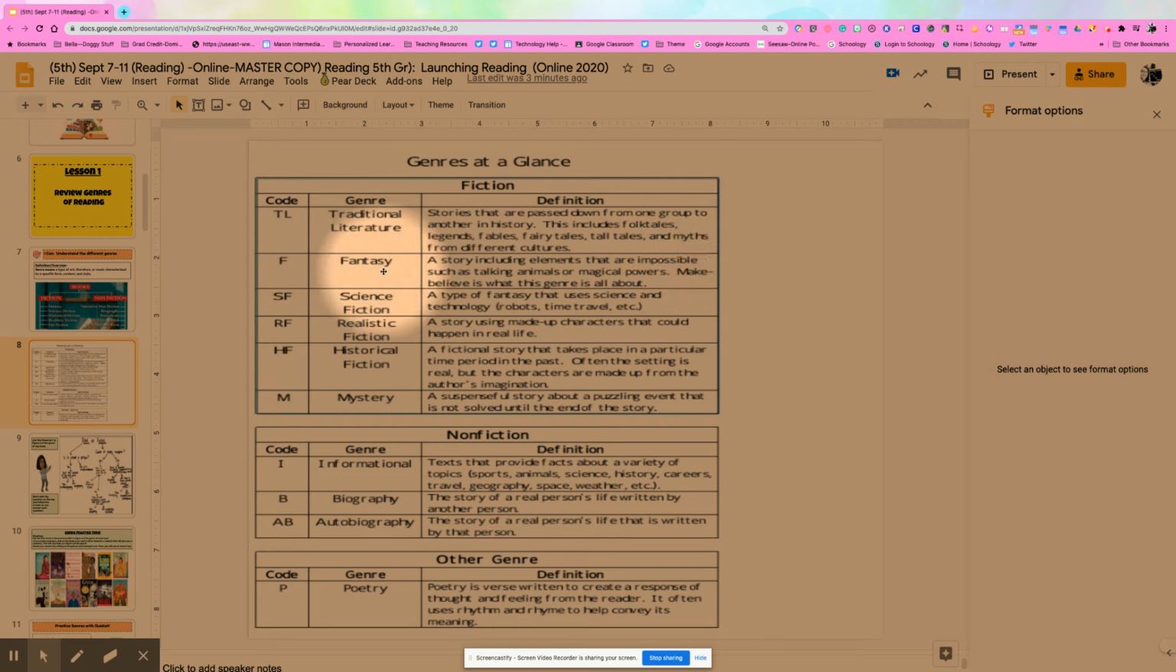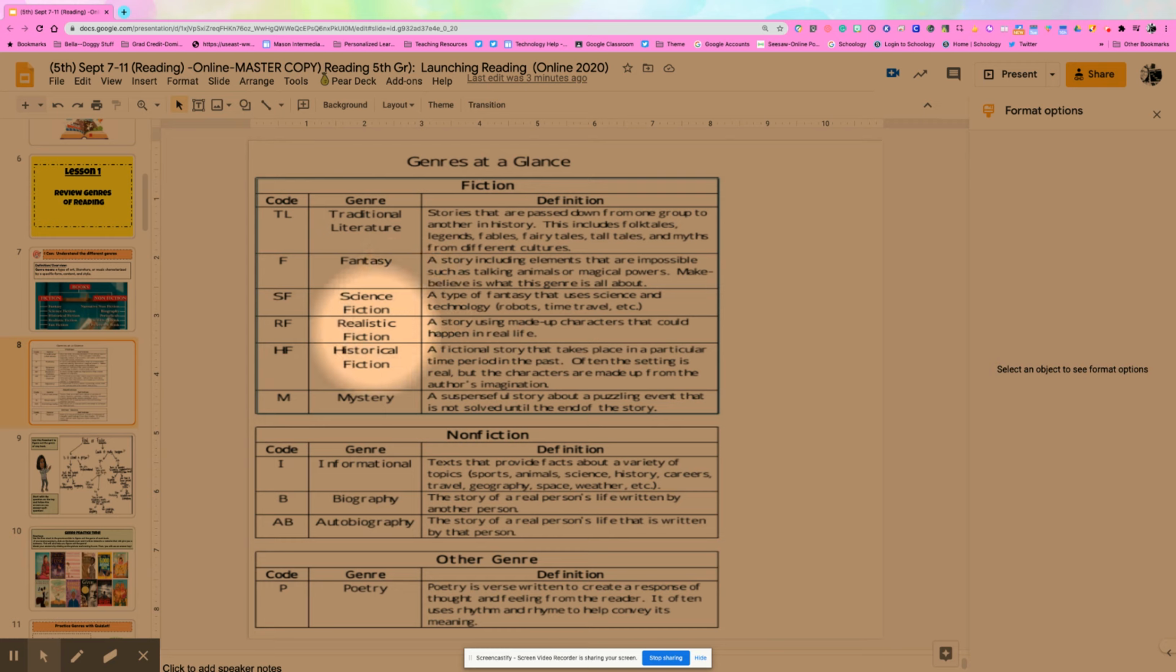We also have fantasy. They usually include elements that are impossible, like talking animals, magical powers, make believe. Usually, if I see magic, I will assume that it's fantasy unless it is magic that happened from a folk tale, a fable, a fairy tale. Then, if it was passed down, I would say it was traditional literature. But if it's more modern day, I would say it's fantasy. And then a type of fantasy is called sci fi or science fiction. This is where they use science and technology like robots, time travel.